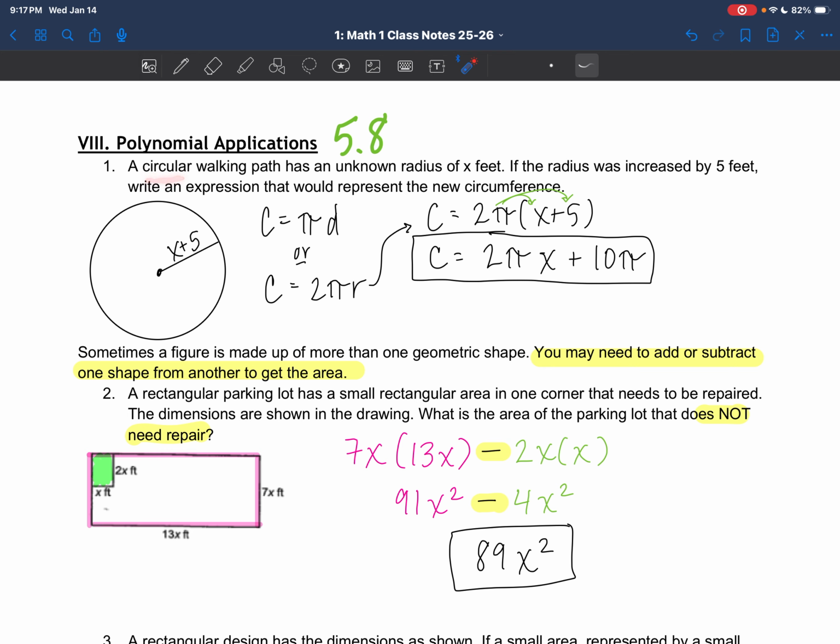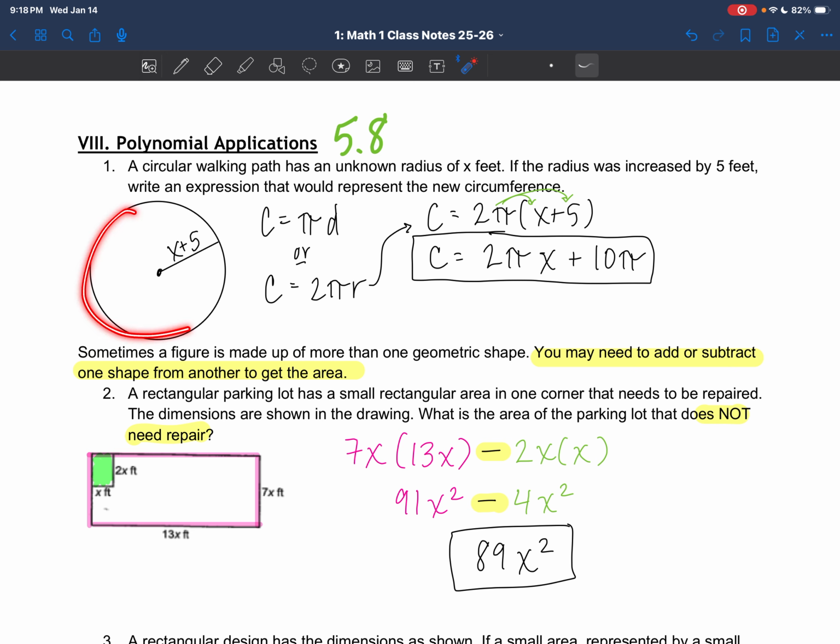A circular walking path has an unknown radius of x feet. If the radius was increased by 5 feet, write an expression that would represent the new circumference. So there's a lot of information in here that you need to know. First off, it's circular. Now there is no picture provided, so I always like to draw a picture if it fits the situation.